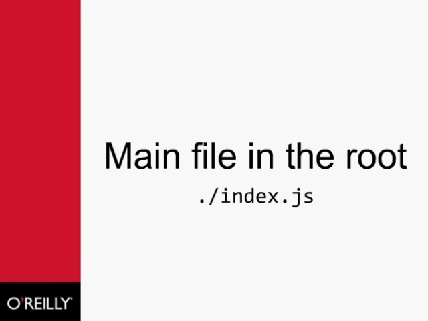Main file is usually stored in the root. This is the file that launches when you require your module from another module. This is the file that will be registered. And you can change that file name and use any other file name, but you need to go into your package.json and create a main listing in there with a file name.